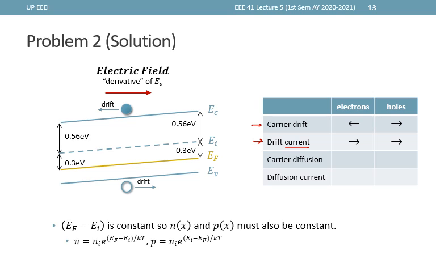For the next part, we'll be concerned with the diffusion current. However, we have already noted that N of X and P of X must be constant since EF minus EI is constant, and therefore there is no concentration gradient within the material, even if the energy band diagram is not flat, and therefore there should be no carrier diffusion and no diffusion current.